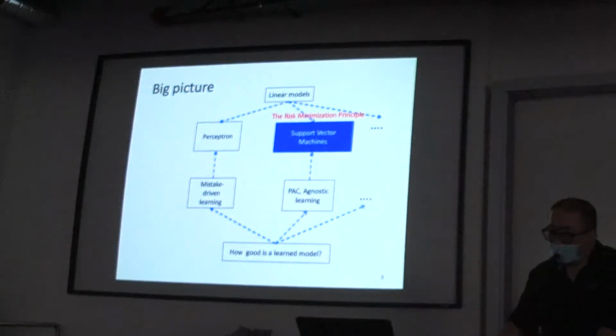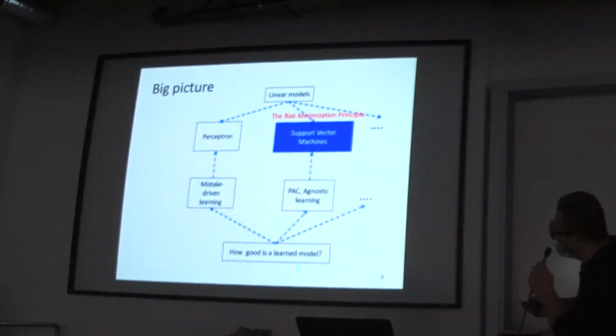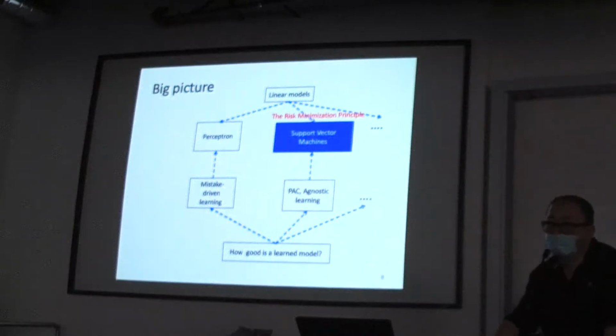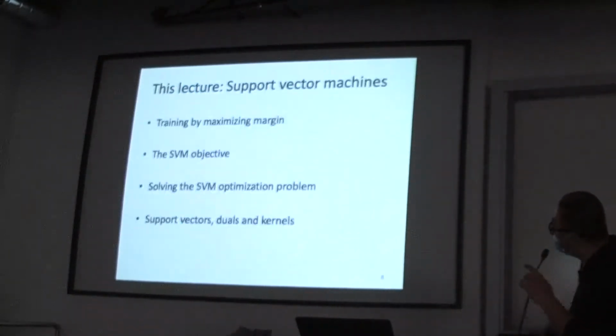And of course, you can develop new learning principles by proposing some other criteria to see if the learned model is good or not. So this is the big picture. Hopefully, everyone is not lost in those details. Any questions so far? Okay, great.